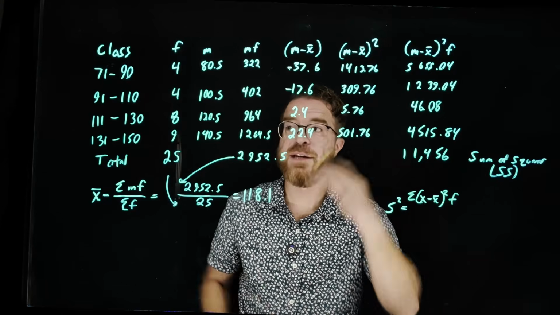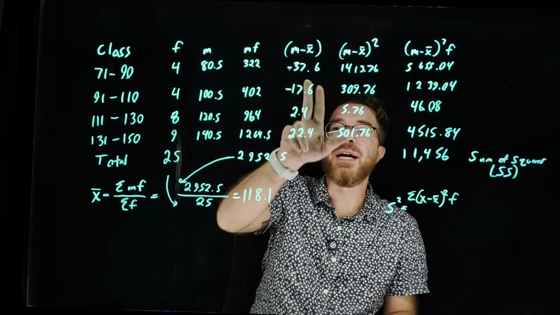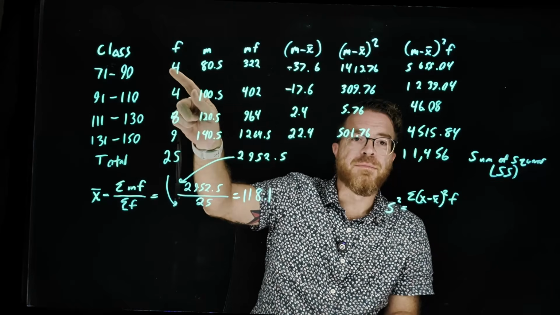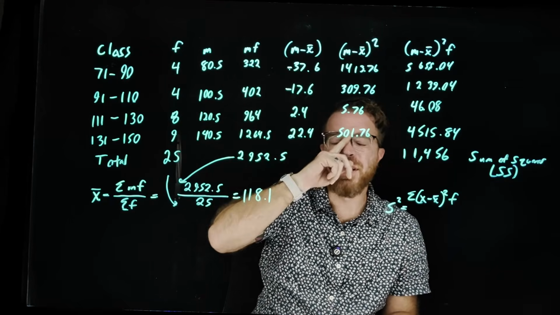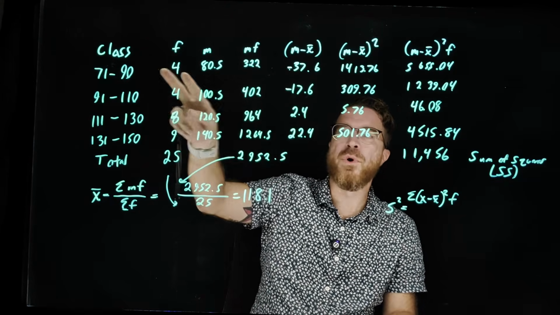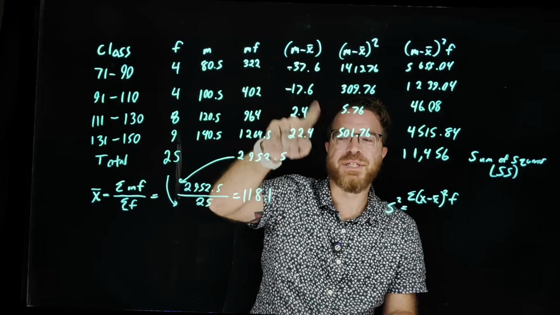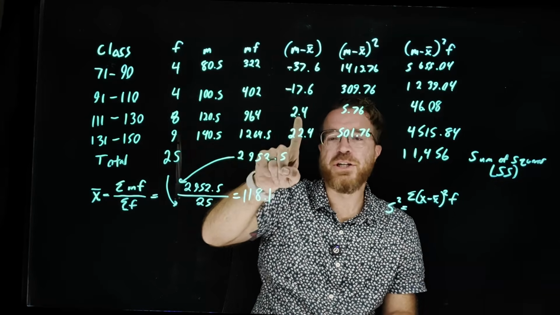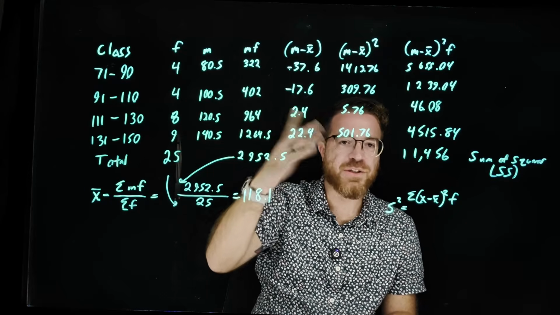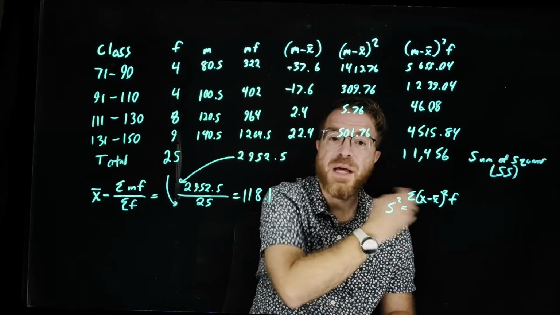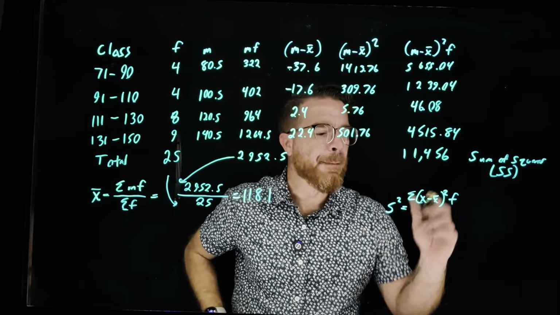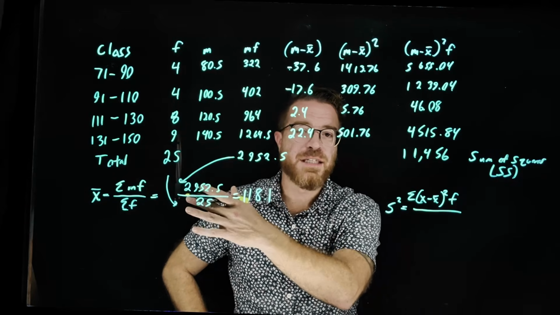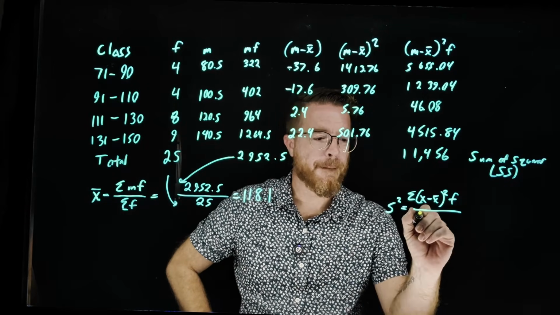And of course, we have to take into account that we're going to sum all these up, including the frequencies, because whenever I find this deviation of negative 37.6, well, there's 4 of them. It's not just a deviation of negative 37.6, it's 4 deviations of negative 37.6, 4 deviations of negative 17.6, 8 deviations of 2.4, and 9 deviations of 22.4. So that's why we have to multiply by our frequency after we've squared the terms. Then I'm going to divide by my sum of my frequencies minus 1.